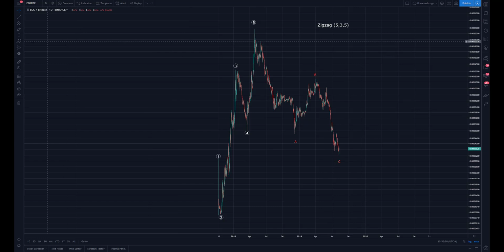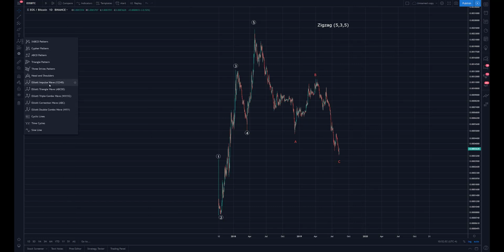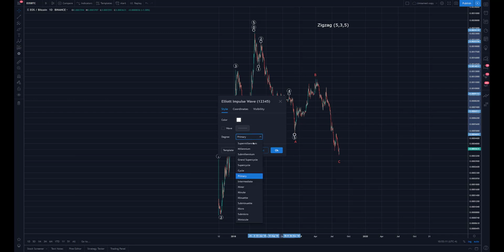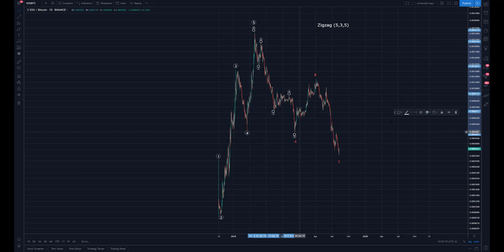So let's see if we can identify the subwave composition for the 5, 3, 5. So we have wave 1, 2, 3. Look at this beautiful triangle. A, B, C, D, E, 4. And you can even see the subwaves of the 5: 1, 2, 3, 4, and 5. Whenever you see the initial move down in 5 waves, you can almost be certain that it's going to be some form, some degree of a zigzag.